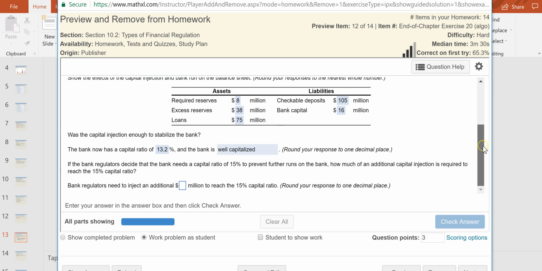Good job. And if the bank regulators decide that the bank needs a capital ratio of 15% to prevent further runs on the bank, how much of an additional capital injection is required to reach the 15% capital ratio?